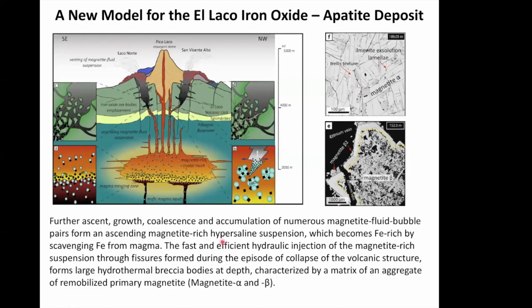And then if there is a collapse of the surface, that is a rapid decompression or a massive loss of pressure in the system, the hydrostatic pressure here decreases instantaneously. And that would result in the formation of fissures. And then this episodic collapse would form large hydrothermal breccia bodies at depth, which would be characterized by a matrix of remobilized magnetite alpha and beta, which is what we see here in the studies of drill core from El Laco.